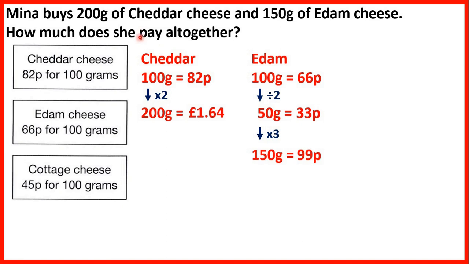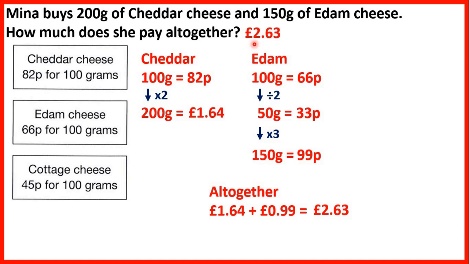So to work out how much she pays altogether, we need to add what she spends on cheddar cheese to what she spends on Edam cheese. So that gives us £2.63.